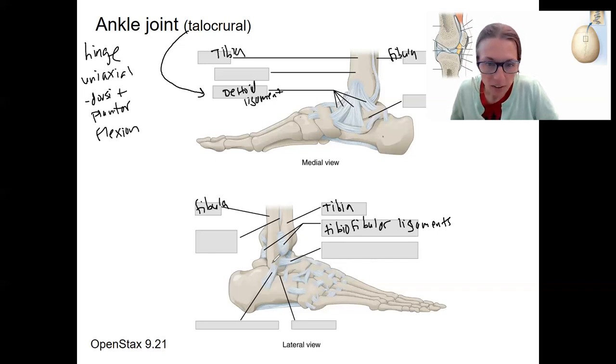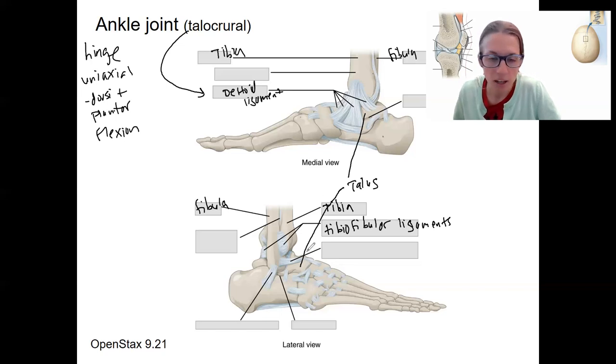This ligament here is connecting the talus. Actually, I will name the talus here and here. This is the talus, which is a bone. Talofibular ligament. So this ligament here is the talofibular ligament.